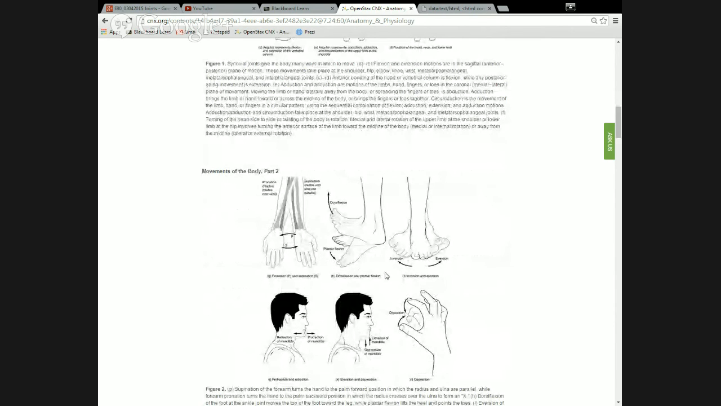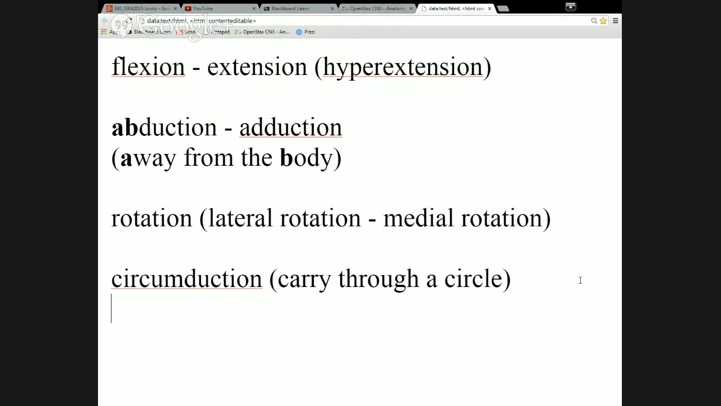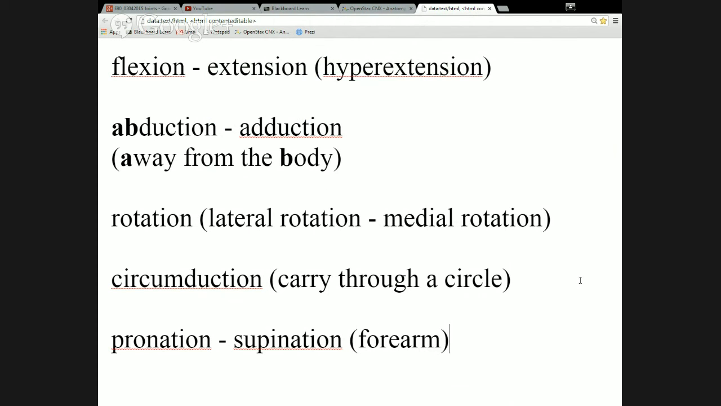There are some special cases of movement that I want to show with this second set. The first one is pronation and supination. And this only applies to the forearm. And this is what I was describing a little bit ago when I was showing that pivot joint at the radial ulna, proximal end.